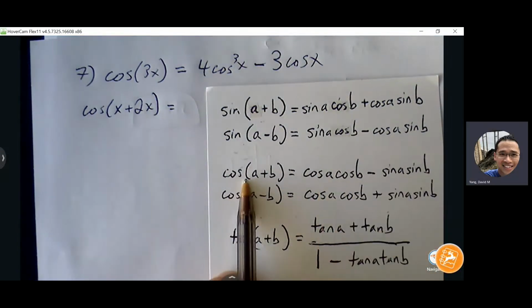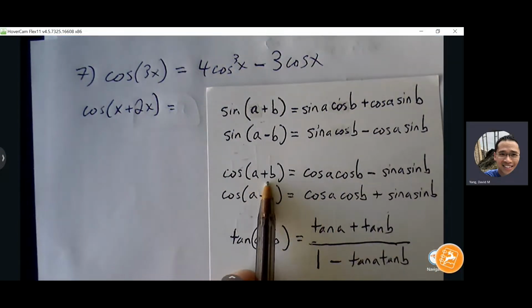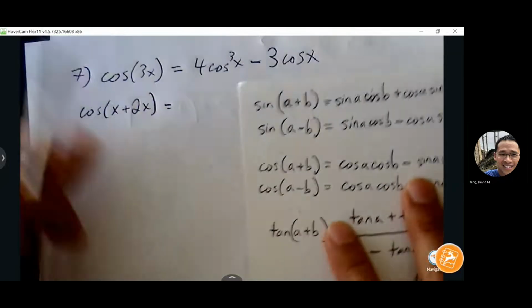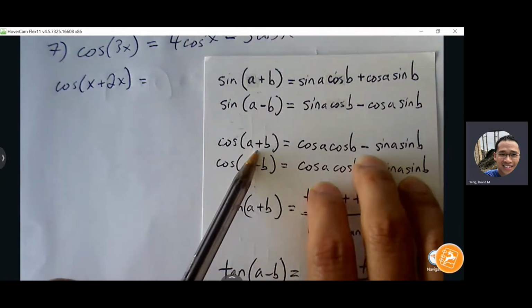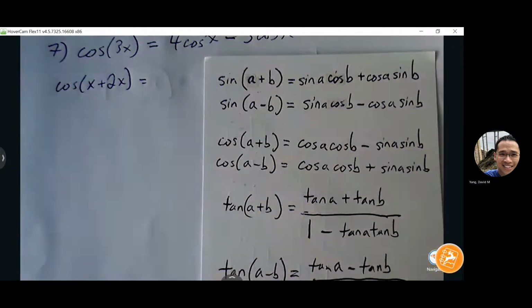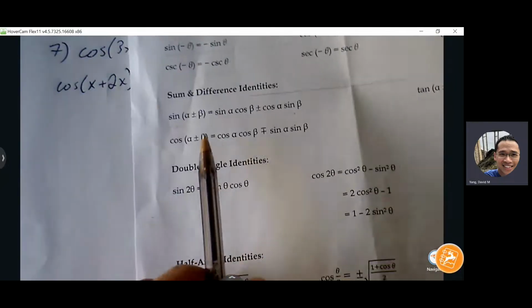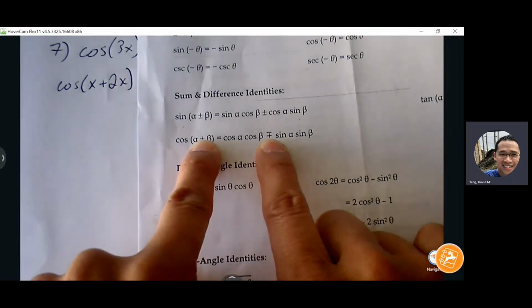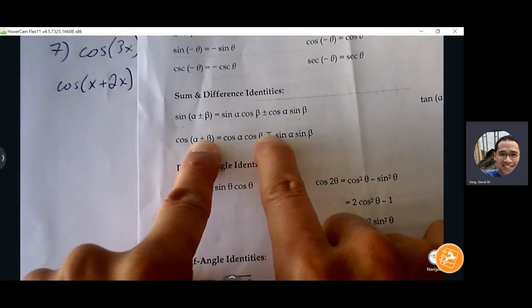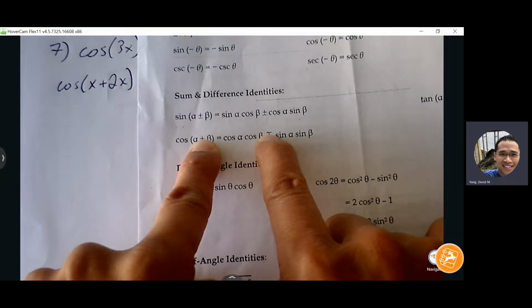Okay, I'll treat x like my a, I'll treat 2x as my b. Remember, the plus is going to be with the minus. And the rule is going to be written like this, so you have to be able to know how to read it, right? If I choose cosine a plus b, then I have to match the top operation with the top operation, right?